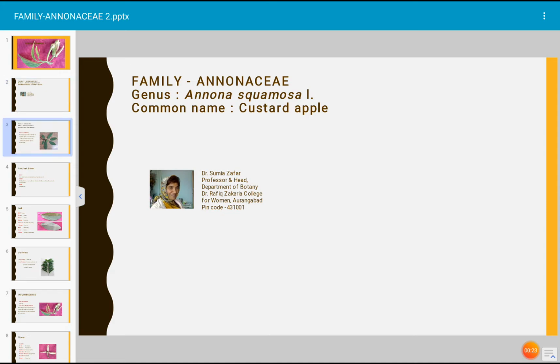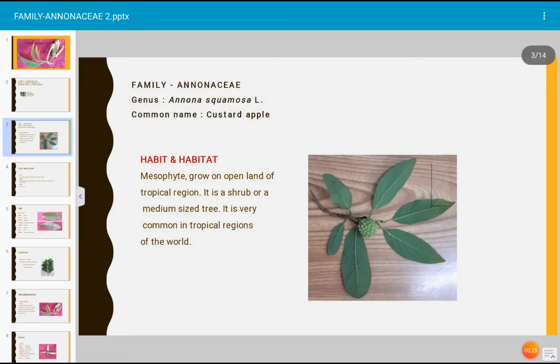Next slide. How is the habit and habitat of Annona squamosa? It is a mesophyte, growing on open land in tropical regions. It is a shrub. What is a shrub? A shrub means a medium-sized tree. It is very common in tropical regions of the world. Recently, several varieties have been developed by plant breeders for its fruits.